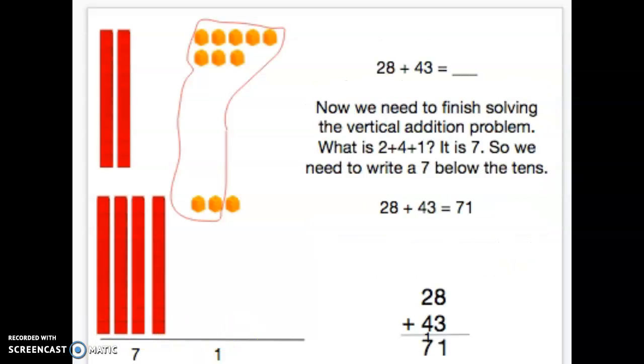Now we need to finish solving the vertical addition problem. 2 plus 4 plus 1 is 7. So we need to write a 7 below the tens place. So 28 plus 43 equals 71.